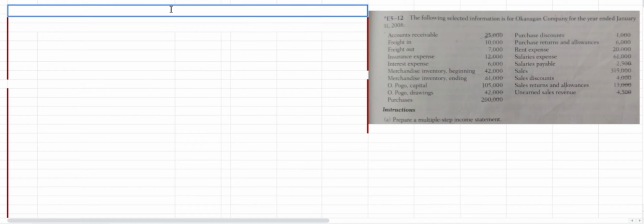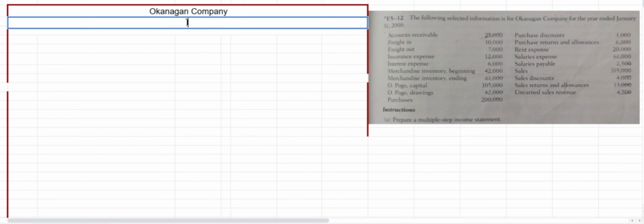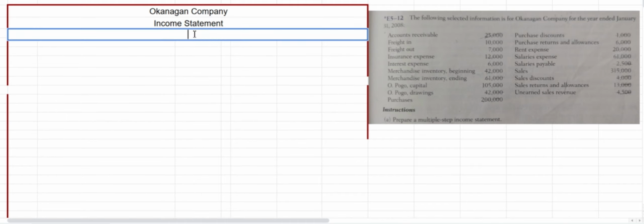So to start, we need to write the name of the company, Okanagan Company in this case. And we need to write what kind of statement it is. So in this case, it's a multi-step income statement, but we can just write income statement. And for the third row, we want to write for the year ended and which year did it end. So in the question, it says for the year ended January 31, 2008.